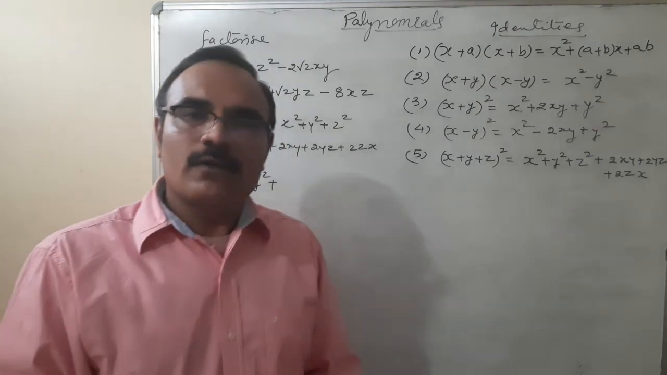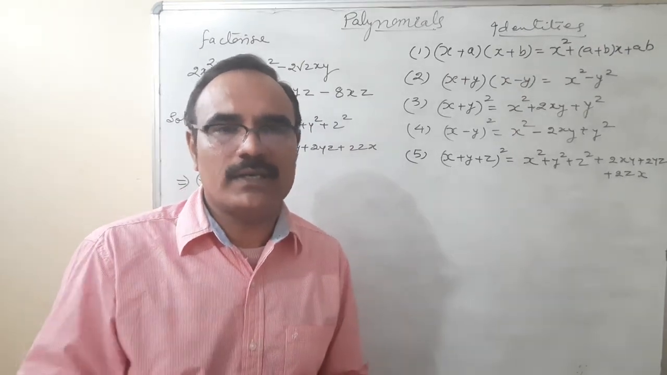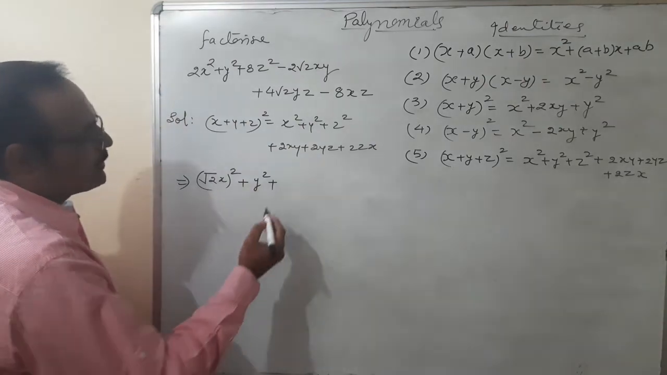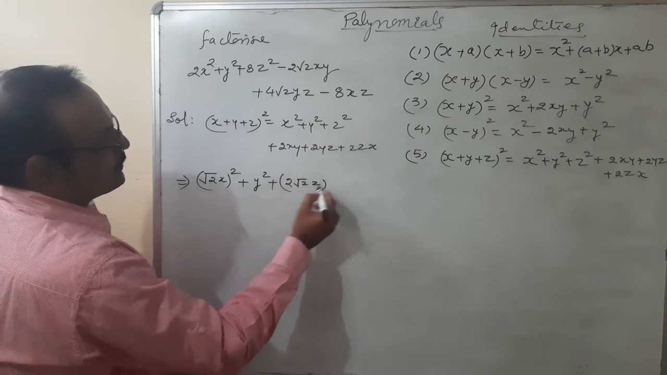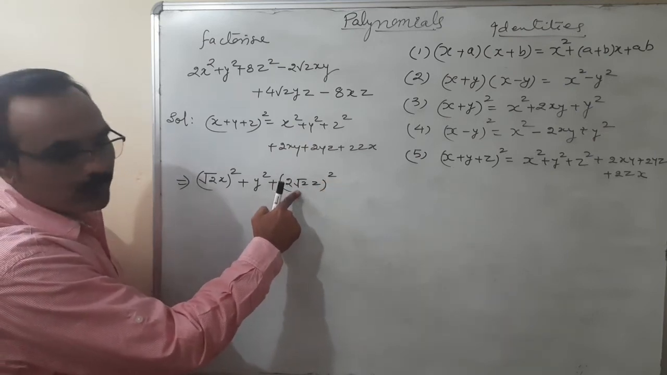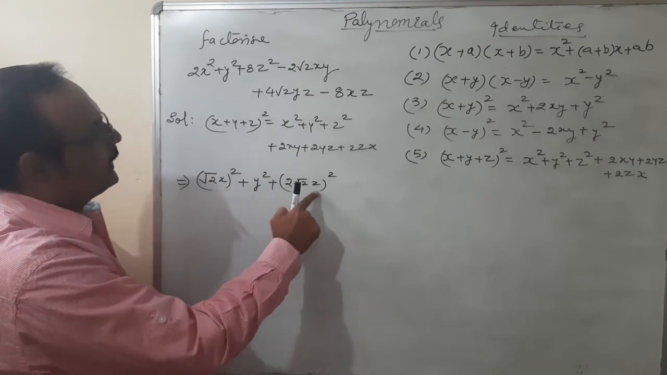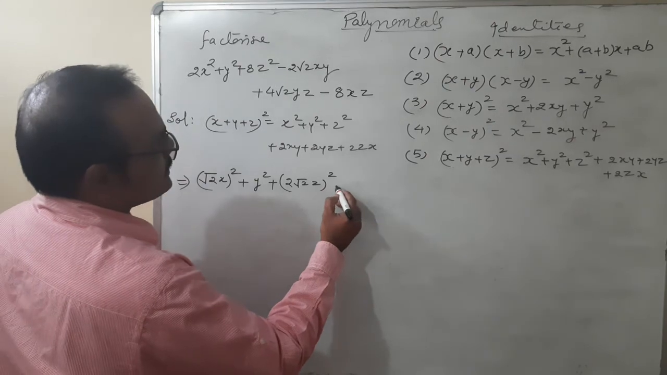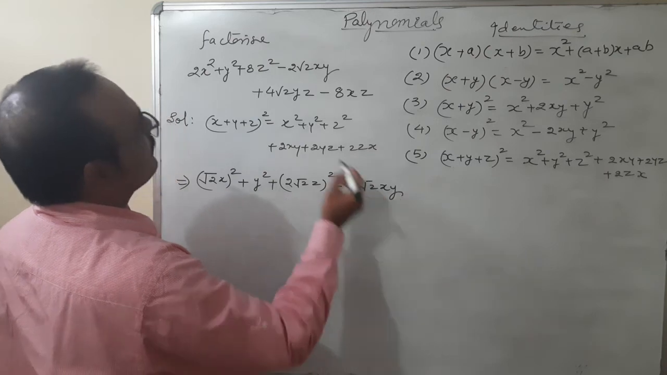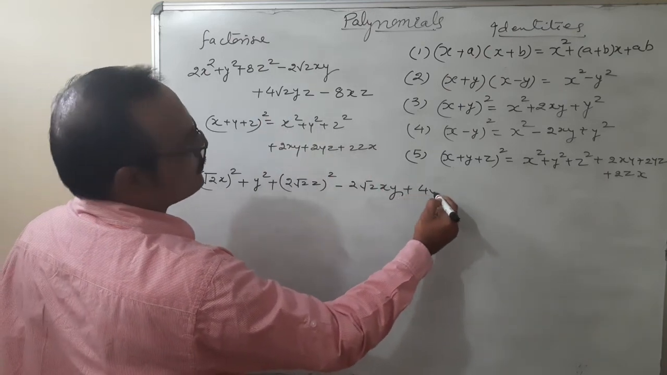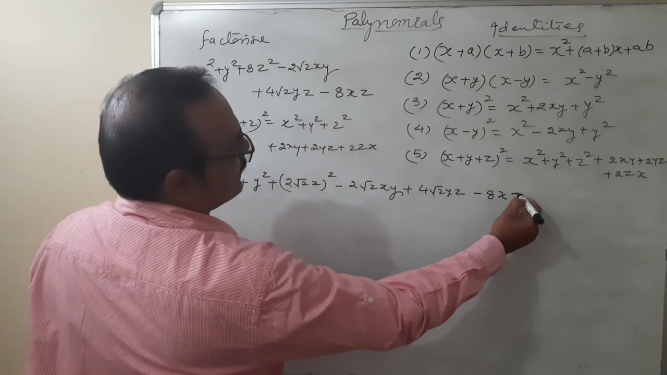8 can be written as the whole square of some number whose square is 8. So that number is 2 under root 2, z whole square. 2 2s are 4, under root 2 multiplied by under root 2 is 2, and 4 2s are 8, so 8z square. Minus 2 root 2 xy, plus 4 root 2 yz, and minus 8xz.